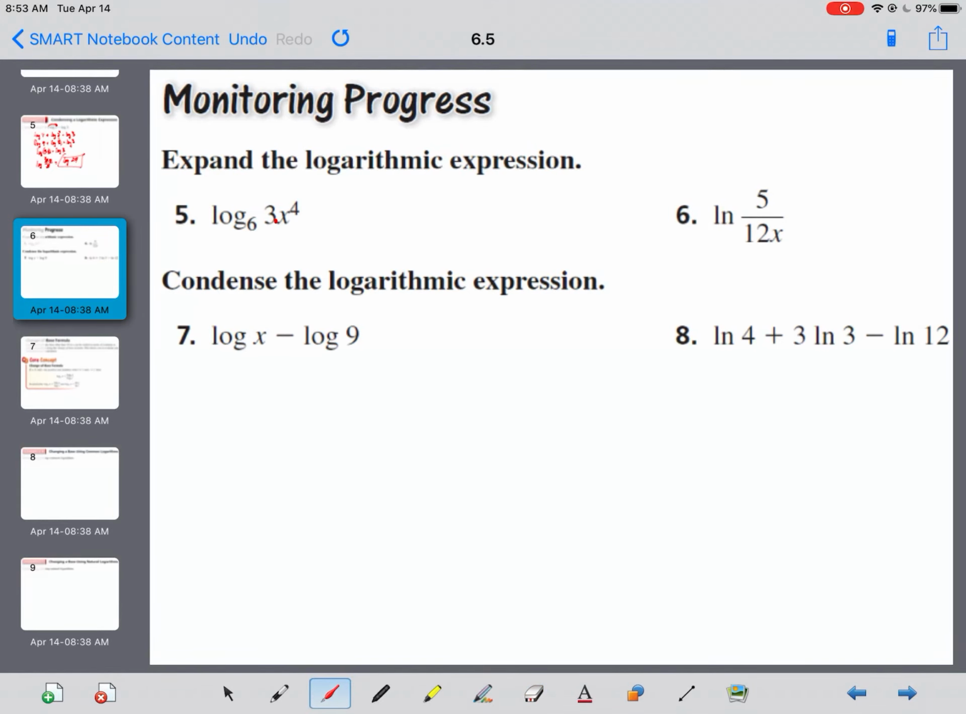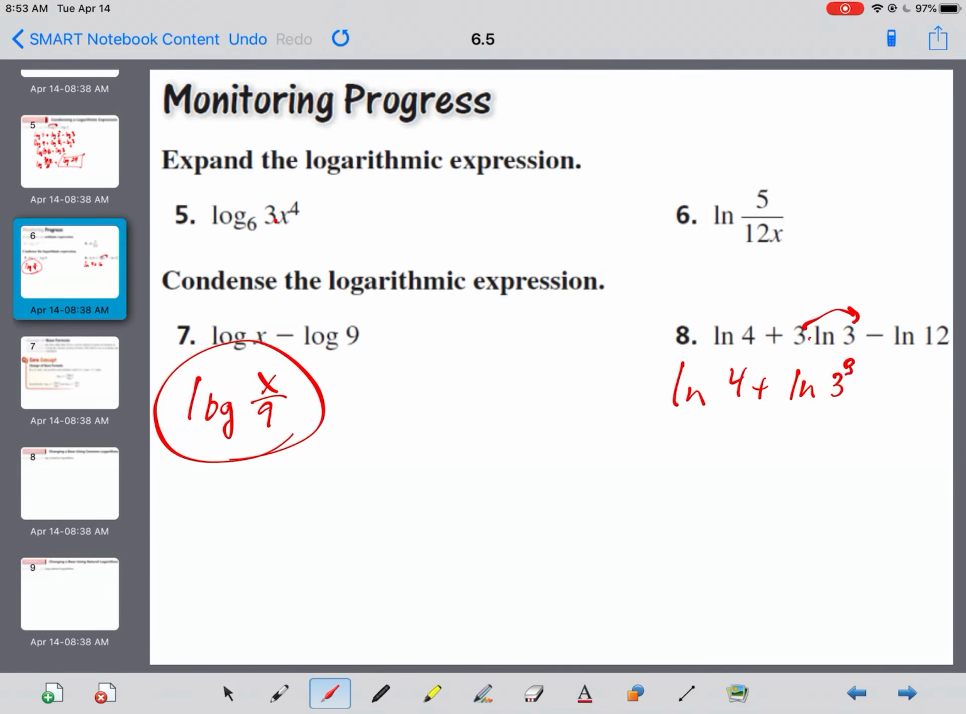Now let's look at 7 and 8. Squeezing them together. Condense. We've got a minus, so it becomes log. Minus means a division sign. X on top, 9 on bottom. That was nice.